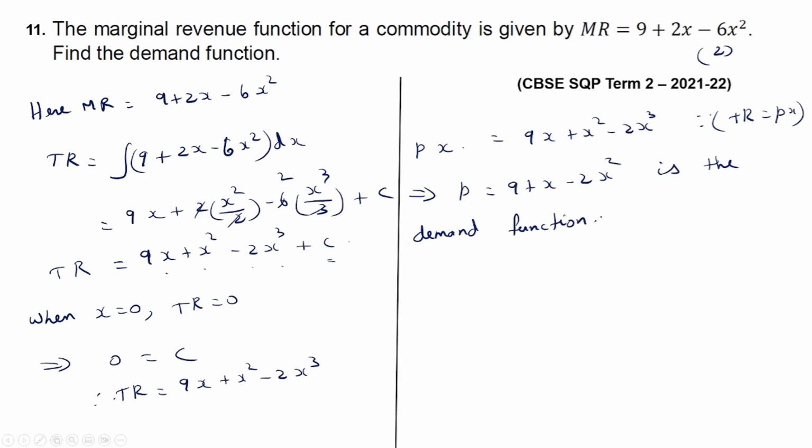So, this is the demand function. Here finding the total revenue function carries 1 mark and finding the demand function carries 1 mark.